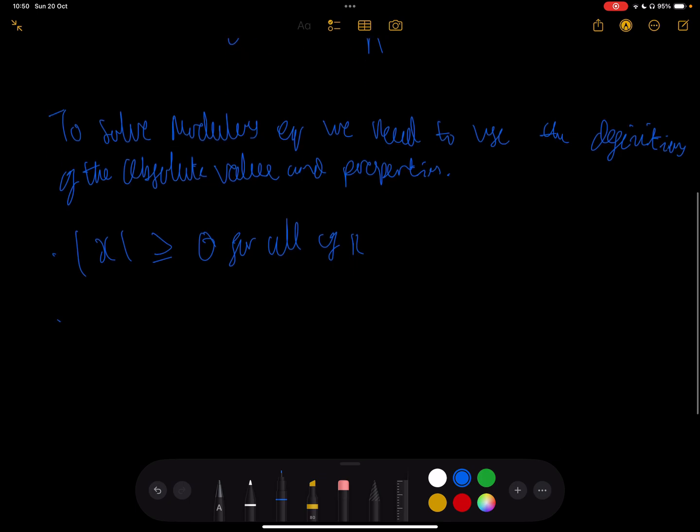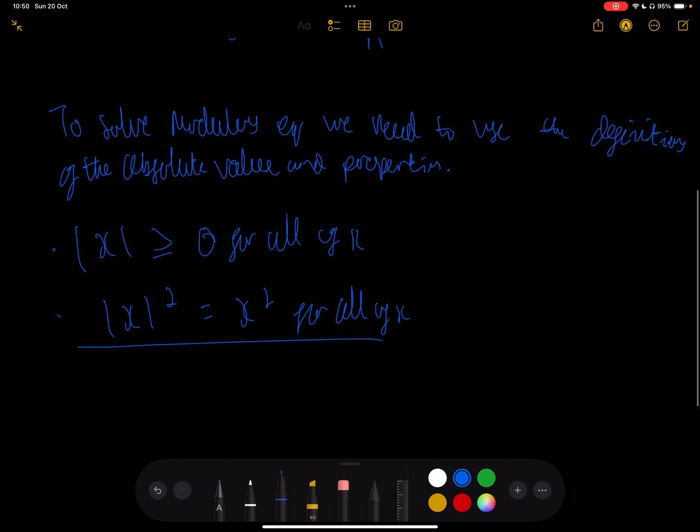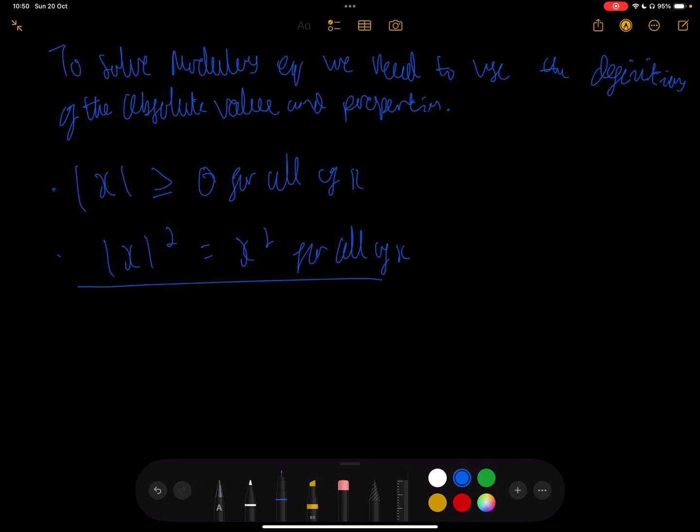Another important one, this is one of the most important ones, is that the modulus of x squared is equal to x squared for all x. We're going to use this one in particular to solve a bunch of examples. Now we can also have the modulus of x over y equal to the modulus of x over the modulus of y for all x and y.